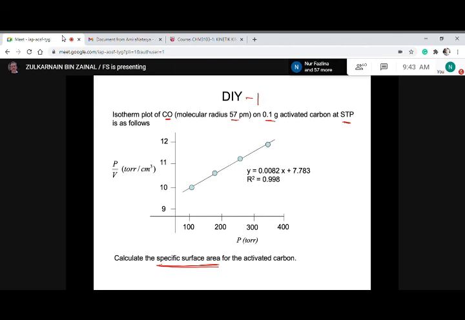Okay, this is the one that you need to answer. Very easy questions, only that you have to do some calculation and make sure the units are all okay. And what is the value of the specific surface area? The specific surface area must be given in meter square per gram. Okay, the specific surface area should be in meter square per gram, right? So you may start doing your quiz.